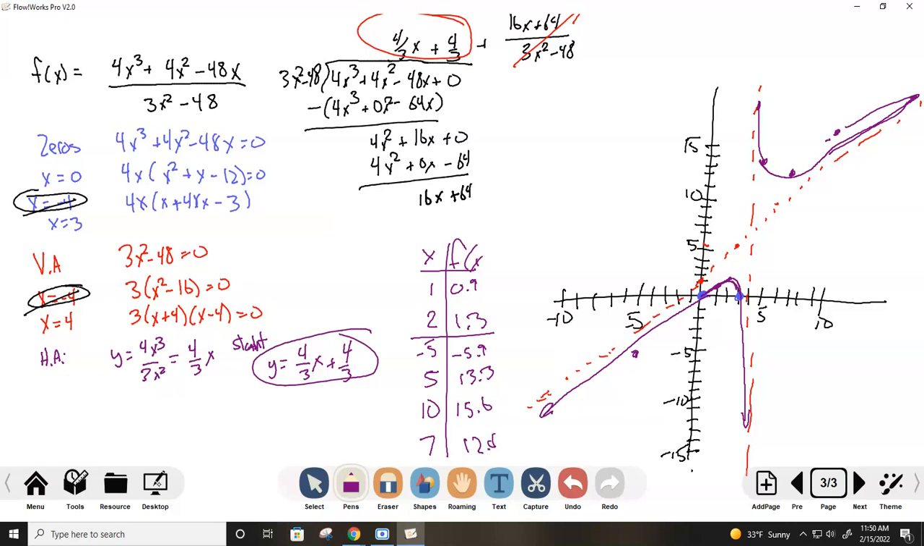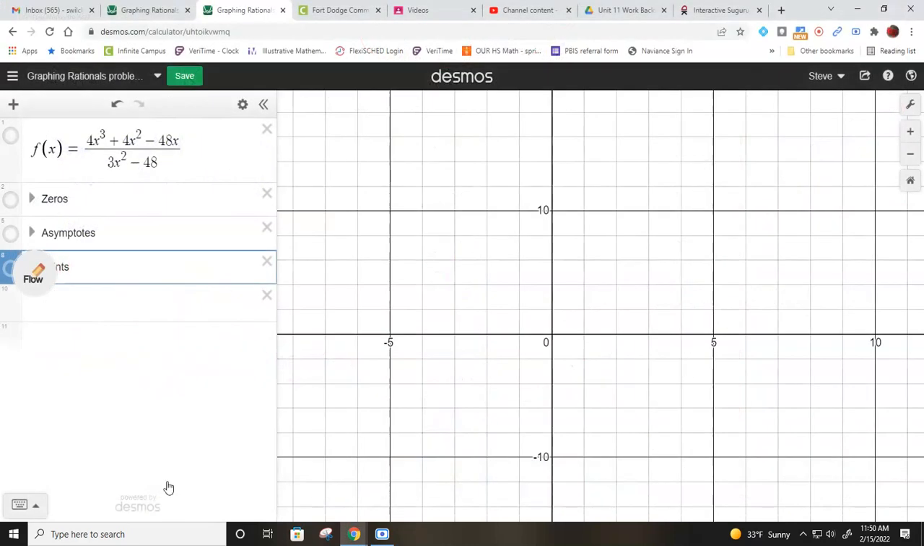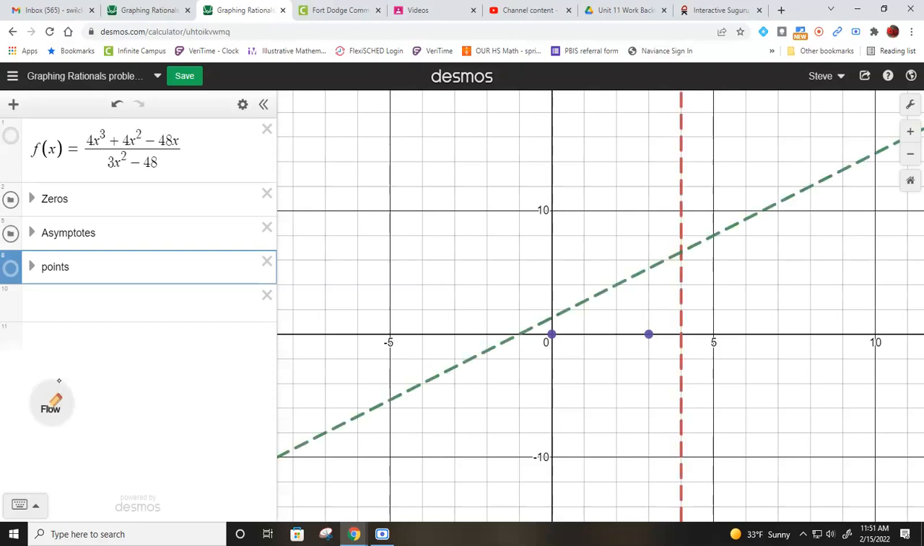Let's go over to Desmos and see what Desmos says, since it's a little nicer than my quick sketch. Again, why it's nice to use graph paper. We plug in our 2 zeros there at 0 and 3. We have our asymptote x equals 4. Here's my y equals 4/3 x plus 4/3. I plug in those points we got. And we see that's pretty much the graph I have. That looks so much nicer than the one I got.